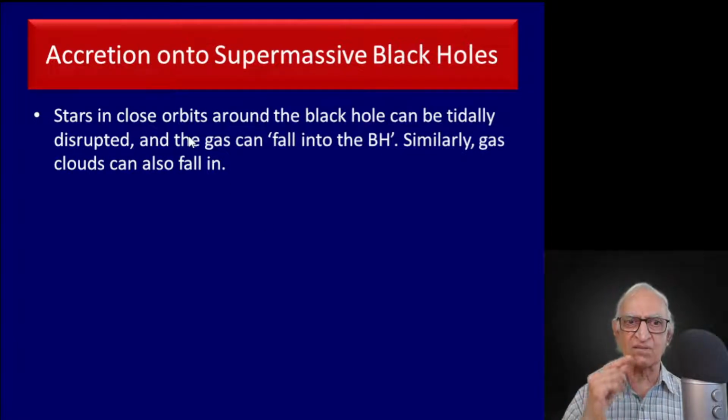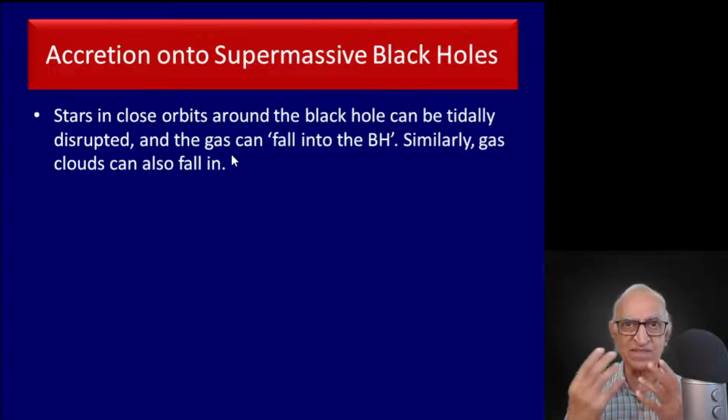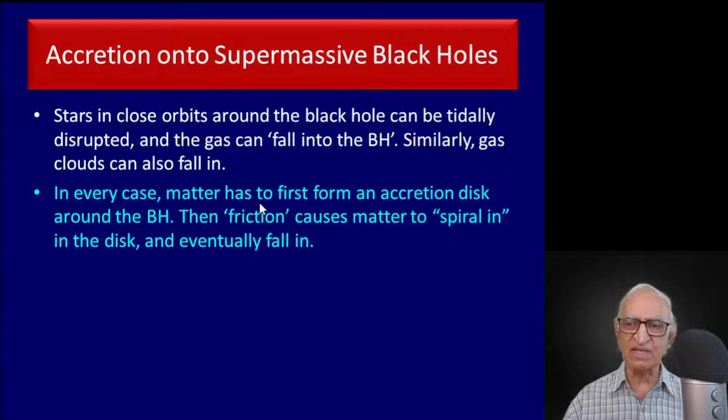Now, stars and gas clouds, which are in close orbit around the central black hole, can be tidally disrupted if they come sufficiently close, and then the gas can fall into the black hole. Similarly, gas clouds, atomic gas clouds, molecular gas clouds, can fall into the black hole. In every case, because the matter, whether it is a star or a cloud, is orbiting the central black hole, the infalling matter has to first form an accretion disk because there is a large amount of orbital angular momentum. So the accretion disk is like the ring system of Saturn.